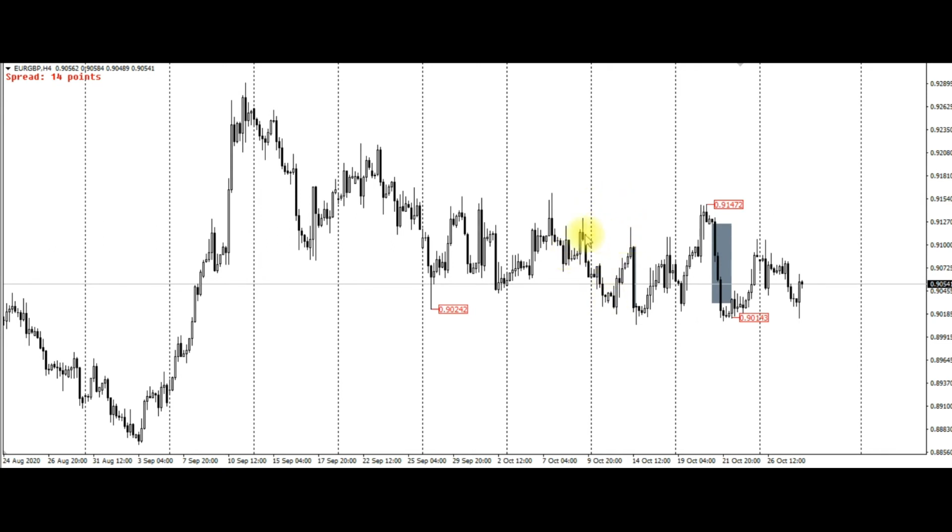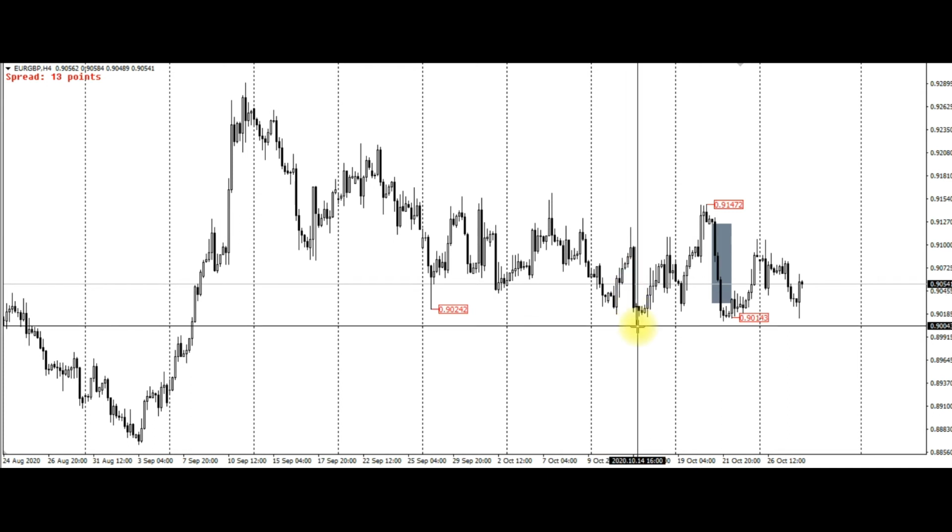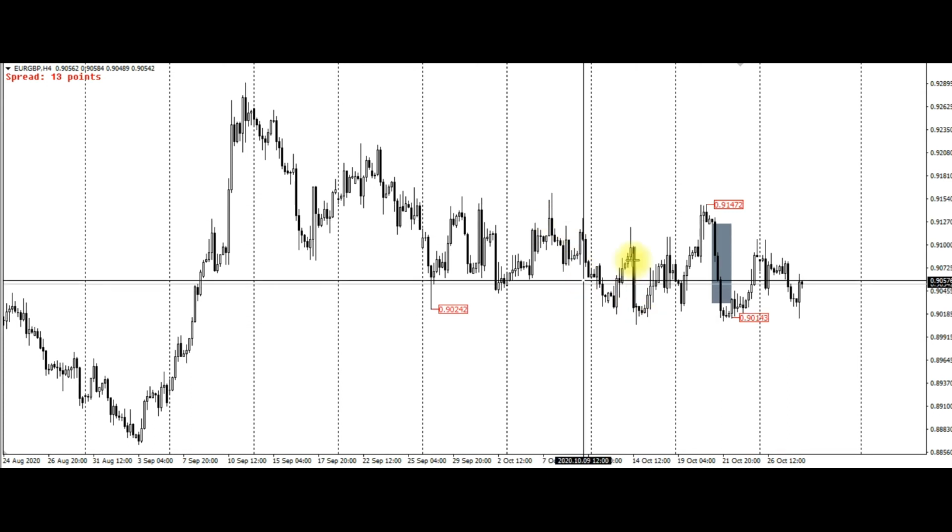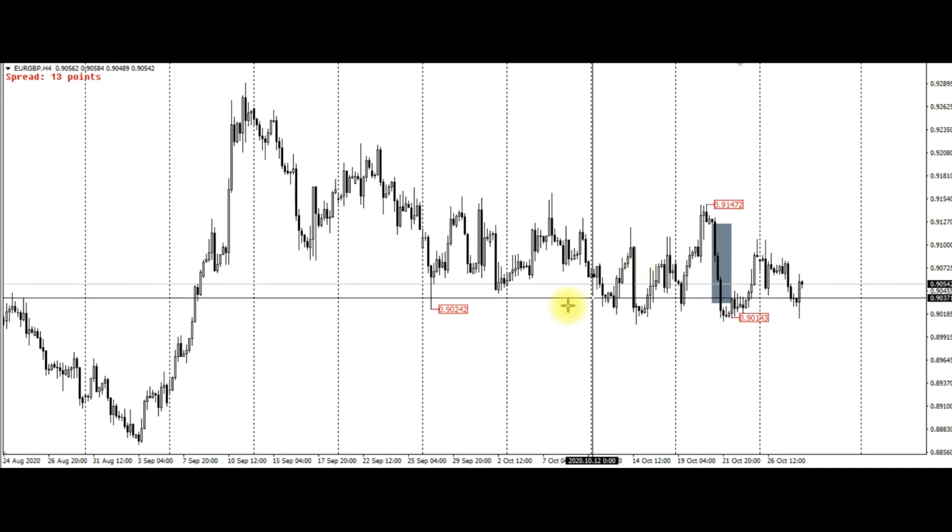And same thing around this area too. Price got traded into it around this area, then there was a fall. So that's an example of the bearish order block as we talked about.